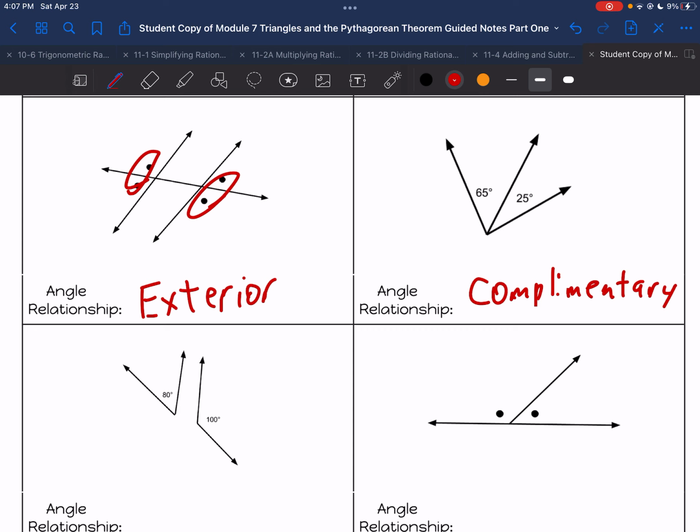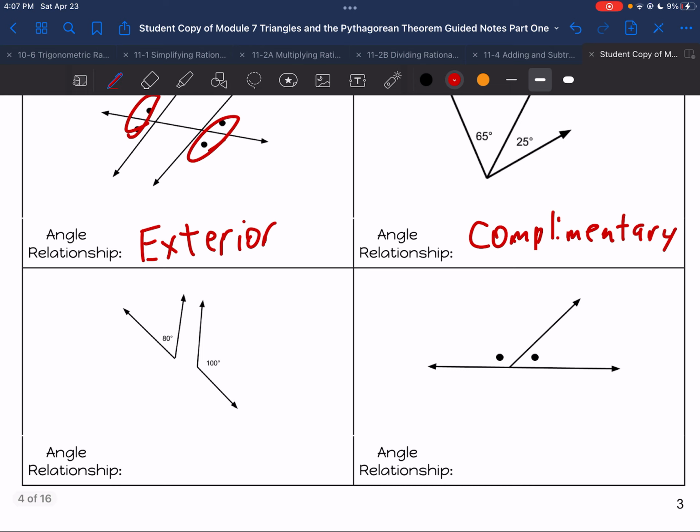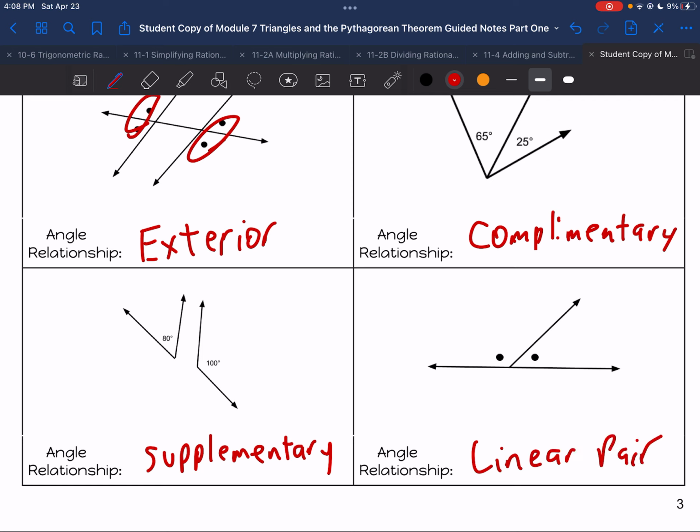Okay. Our next one, we have two angles. They are not touching one another, but they do add up to 180 degrees, so those are supplementary. Okay. And our final one we have here, we have two angles. It looks like they are making a straight line because that line isn't broken there at all. And they are touching one another, so that is a linear pair. Okay, they are a linear pair.